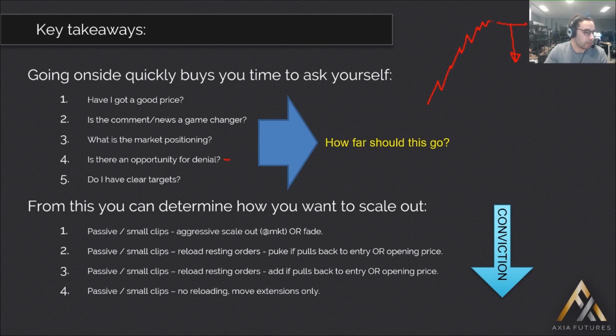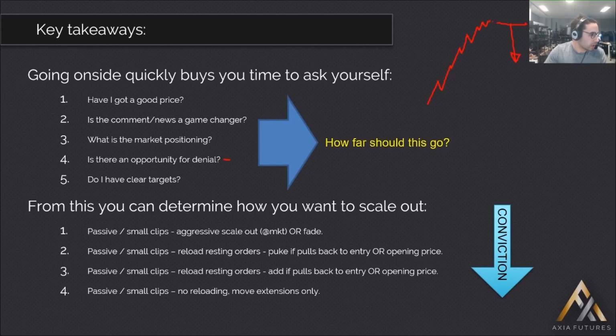I could have made an extra 30 or 40% very, very easily out of that trade by just asking myself these questions. As soon as you start getting negative answers to a couple of them, 2 or 3, you want to start scaling out a bit more aggressively.